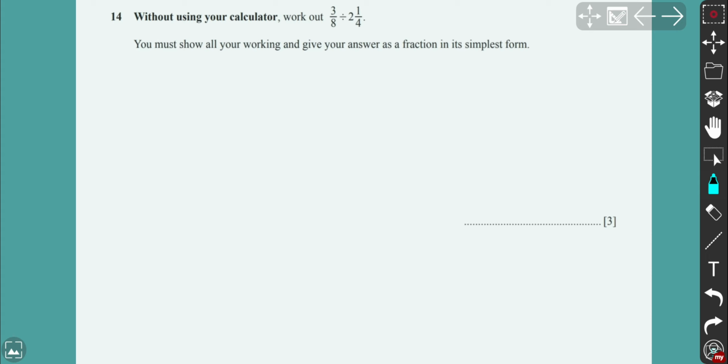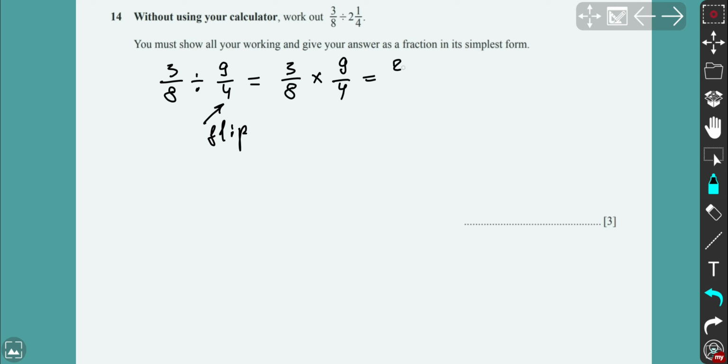All right, so without using a calculator, work out, so you divide fractions. So first, convert into a proper fraction, so 3/8, and 4 times 2 is going to be 8, and 9 out of 4. And then when you divide, you just simply swap or flip the second fraction. Now you can multiply. So 3/8 multiplied by 9 over 4. And when you multiply, you basically multiply the tops and the bottoms.